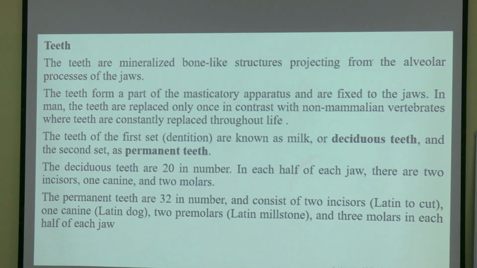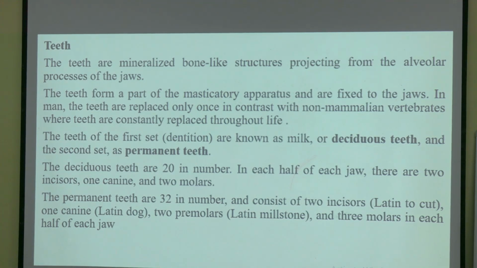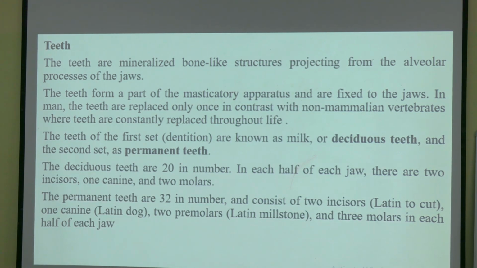Now the teeth are mineralized bone-like structures projecting from the alveolar processes of the jaw. Mineralized bone-like structure. Now where are they present? They are present in both the jaws, upper jaw and lower jaw. Lower jaw is formed by the mandible, upper jaw is formed by the maxilla. When you study the facial skeleton, especially the mandible and maxilla, at that time you will come to know that alveolar processes are there on both the bones.